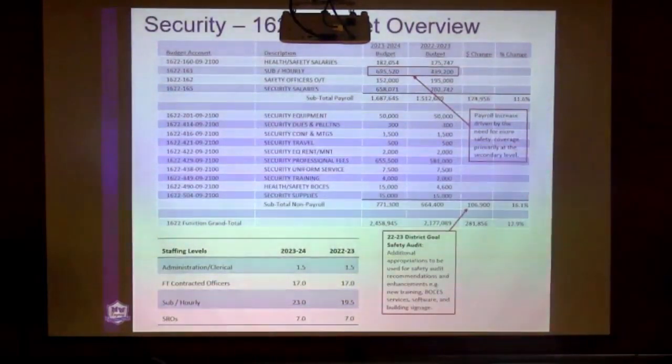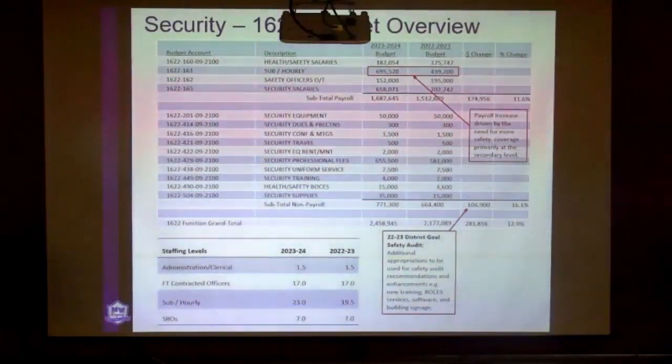The other one has to do with our safety audit goal for this year, and some of the recommendations that may come back and have come back. So we've put some additional money in our security training line. We've put some additional money in our BOCES line. It was $4,600 for the current year. We moved it to $15,000, and we've also bumped up the security supplies, and also, perhaps most importantly, the security professional fees. So we increased that.